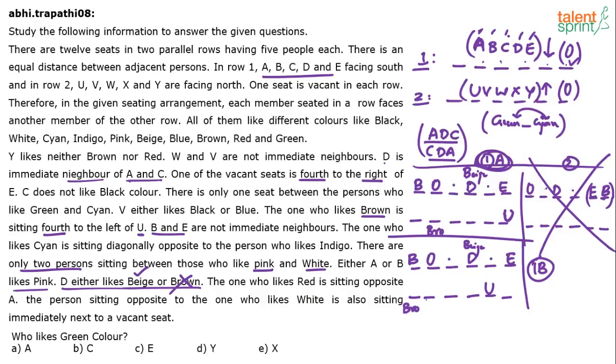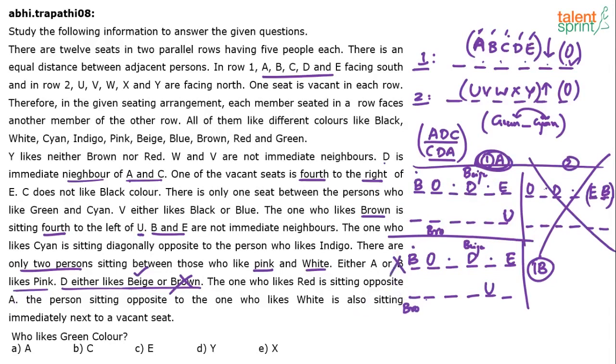See what happens. If you assume B likes pink, pink comes here in both the cases. There should be two persons between pink and white, so pink dash dash white, this should be white, but this is already beige. Similarly in case 2 also, if B likes pink, pink is here, so pink dash dash white, but can this be white? No, this is already beige, which means B cannot like pink. You're able to follow? If you give pink to B, then D should be white, but D is already beige. So it is not B who likes pink.